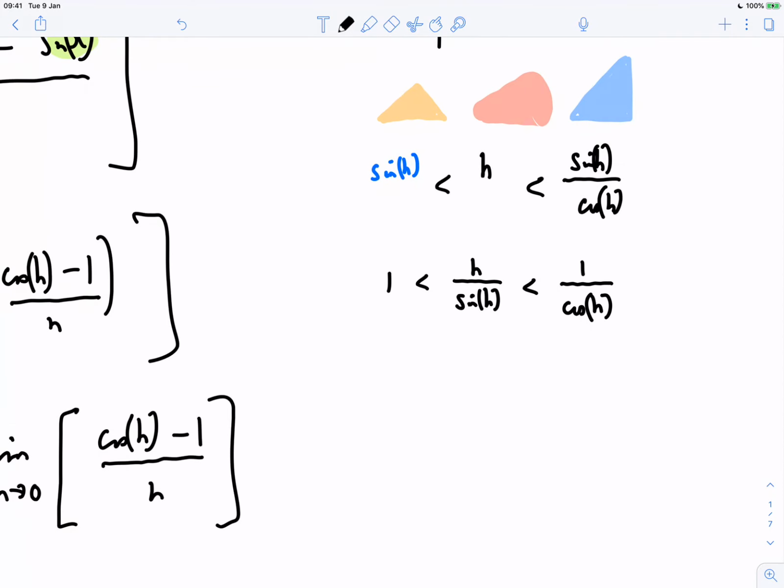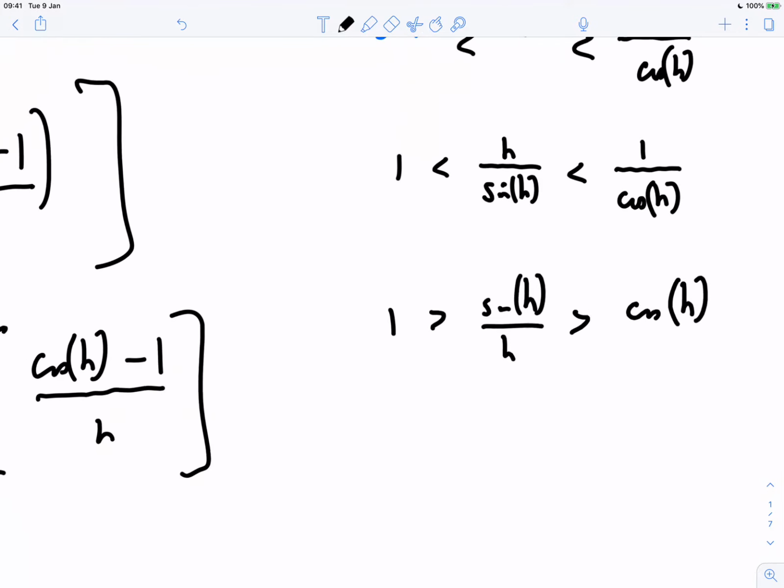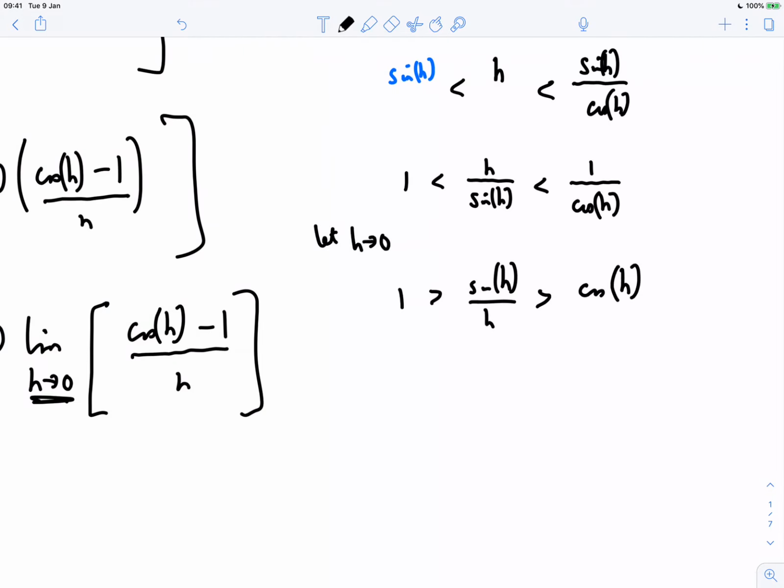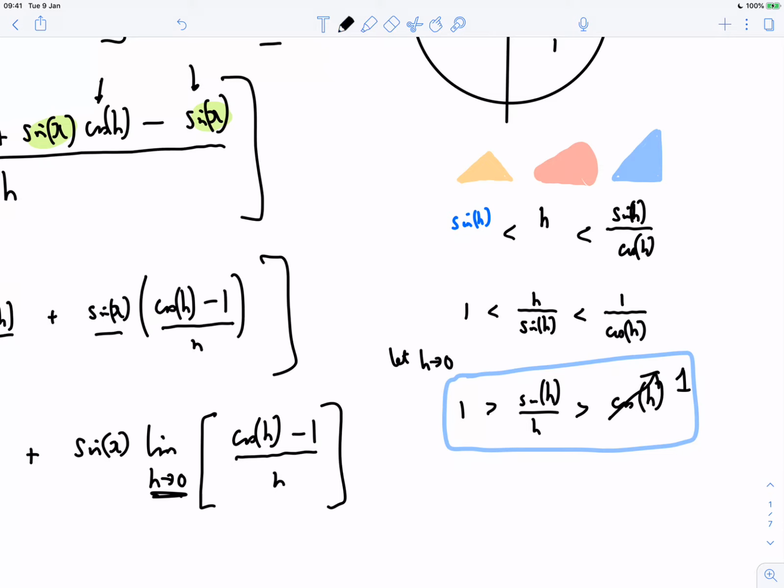So if I flip everything, 1 over 1 is still 1. That's greater than sine of h over h, and this is greater than cosine of h. And now, if I let h tend to 0, which is what I was wanting over here, then cosine of 0 is just 1. So now I'm essentially saying that sine of h over h is squashed between being lower than 1 but greater than 1. And technically you could argue that when h tends to 0 all these things are less than or equal to each other.